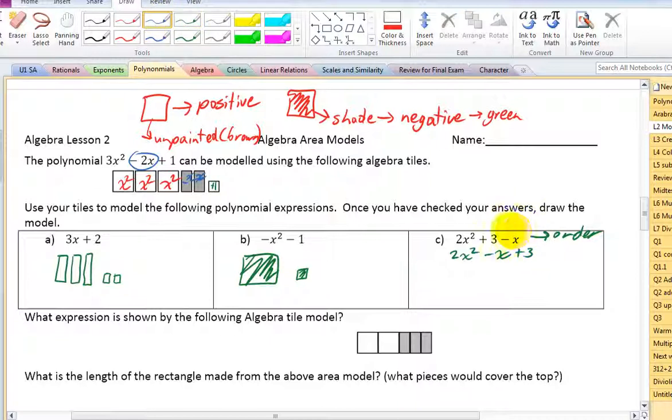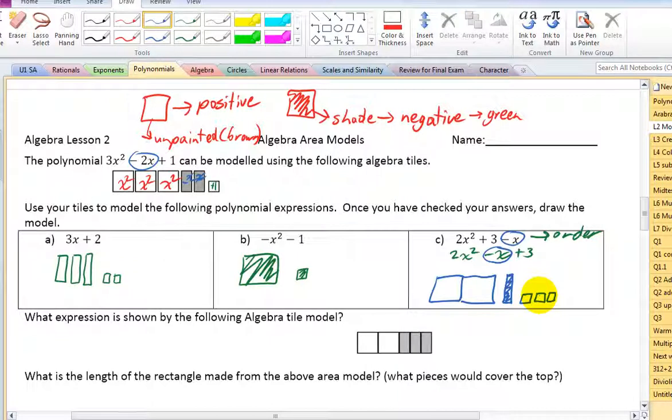Notice how when I changed it, the negative x stayed as negative x. I didn't turn the tile piece over. So when you draw it, you should have unshaded, unshaded, and then you should have your X tile, which makes it look a lot nicer there, and then an X tile and then 3 1 tiles. And you can see right away how it looks so much better if it's in proper order.